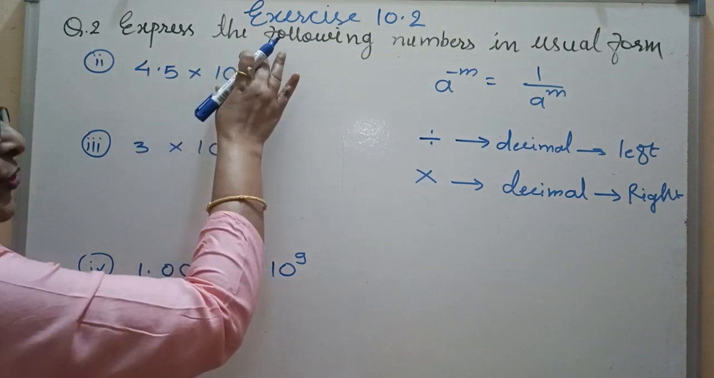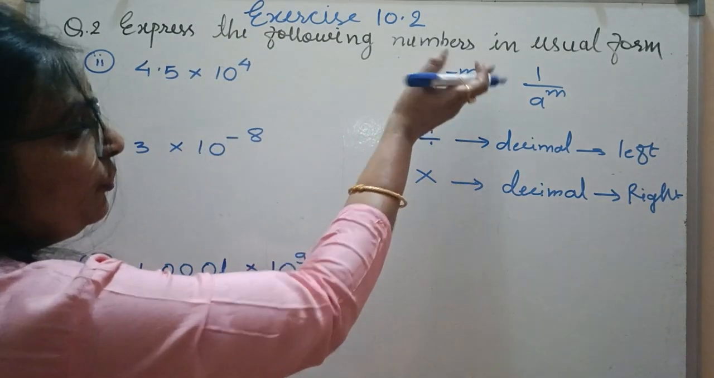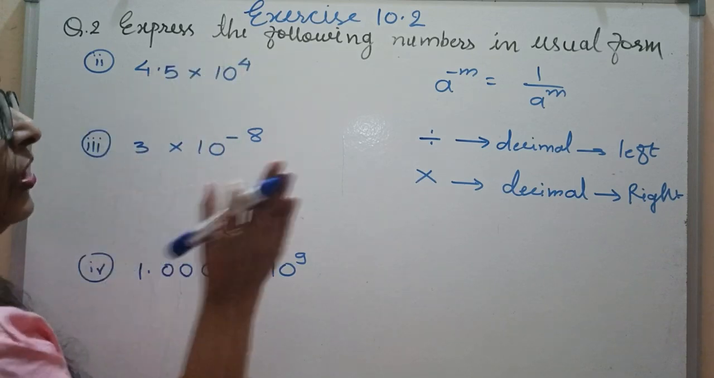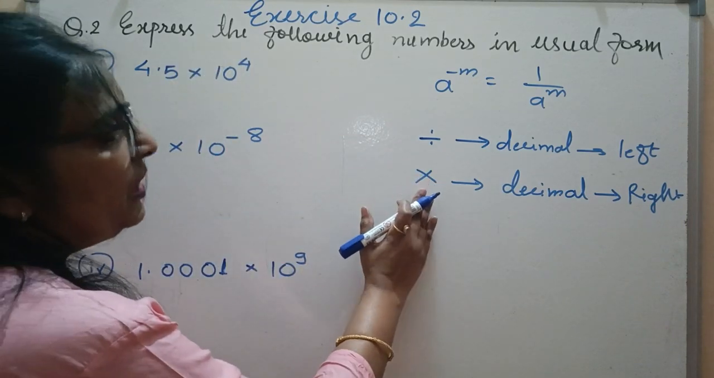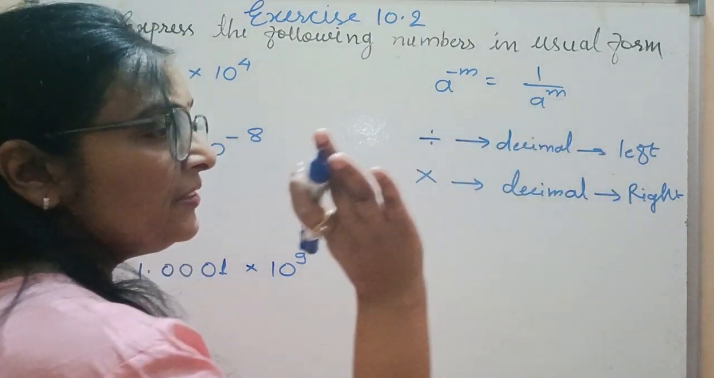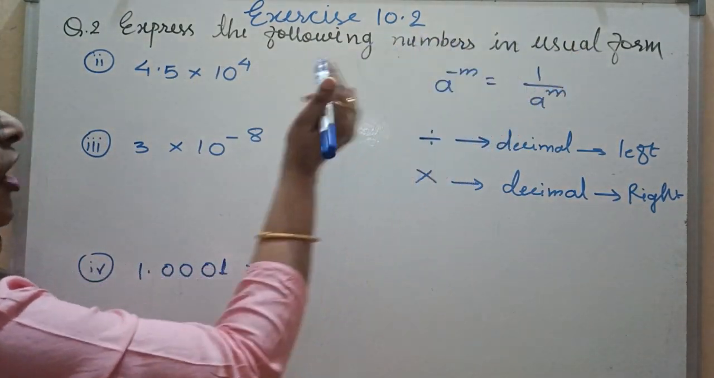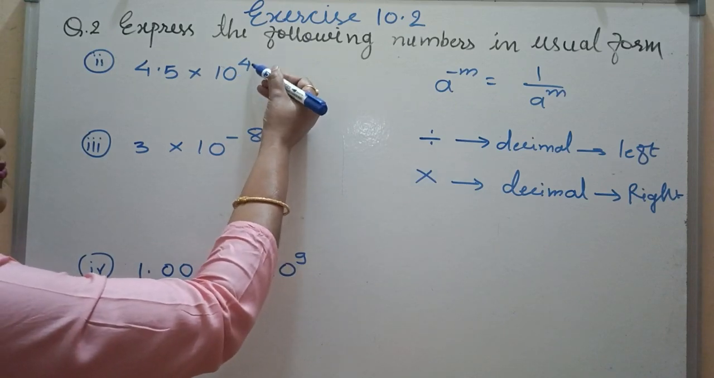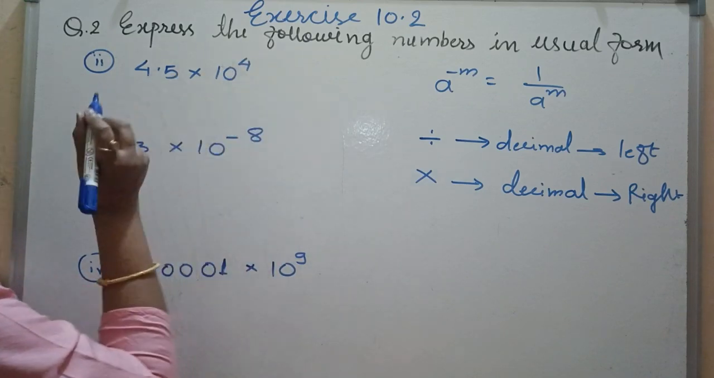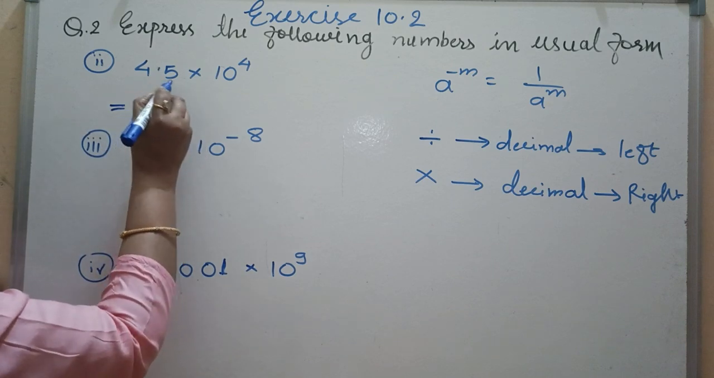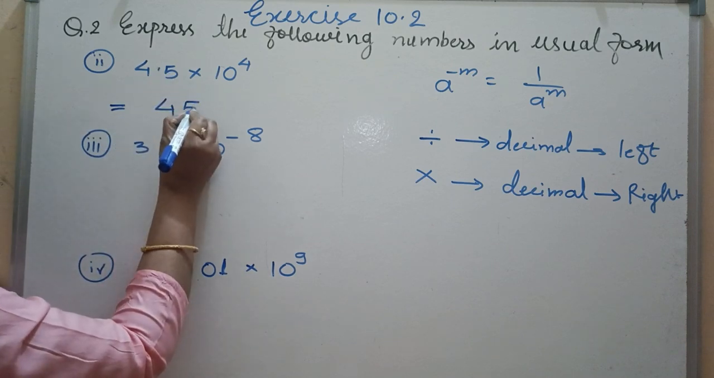Now here positive exponent, so no need to use this law. Here multiplying by 10 raised to 4. So which law you will use? Multiplying decimal will shift towards the right. So it is going to shift towards the right. How many places? 10 raised to 4. That means 4 places. So what you will get here? 4. Now this one. 1 place is 5.